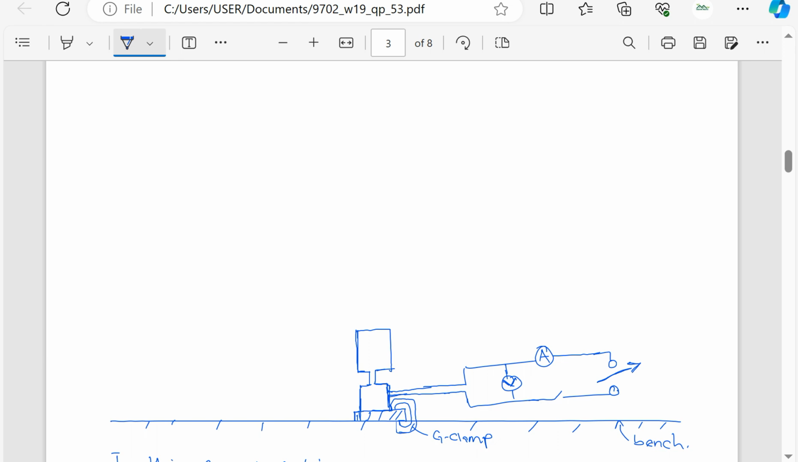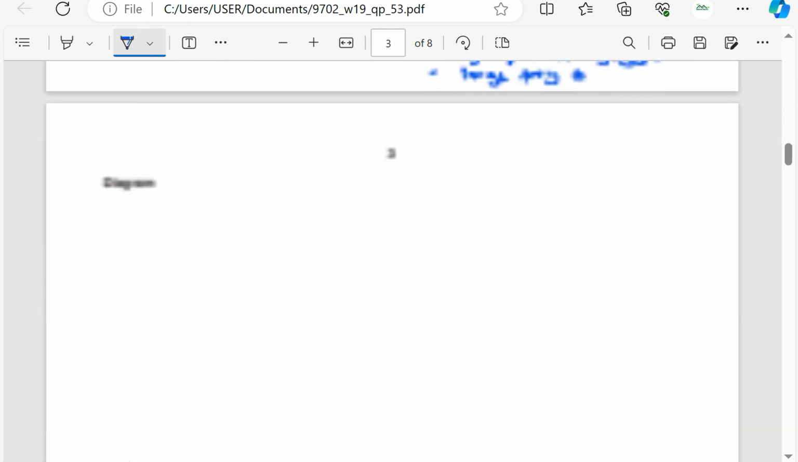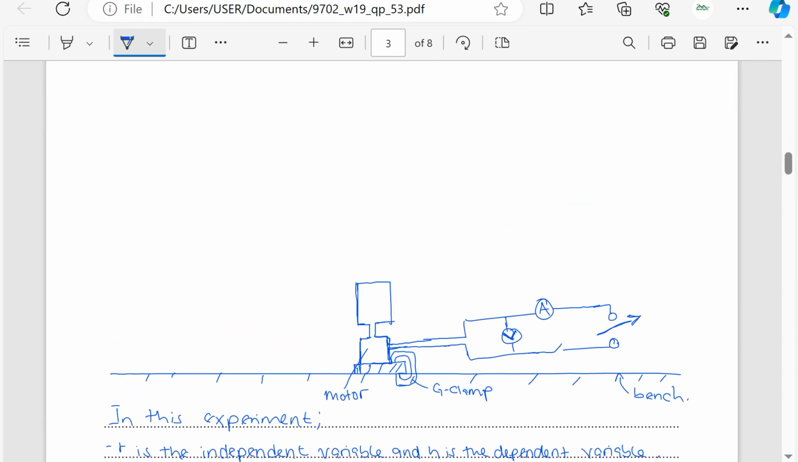Okay, so for the symbols which are known, I don't need to label them because this is a voltmeter, I don't need to label it. This is an ammeter, I don't need to label it. But for the motor, I'm not using its correct symbol, so I'll have to tell the examiner that this is the motor. And for the blower, there is no specific symbol. Here they called it the air blower, so I'll just call it air blower because there is no specific symbol for the air blower.